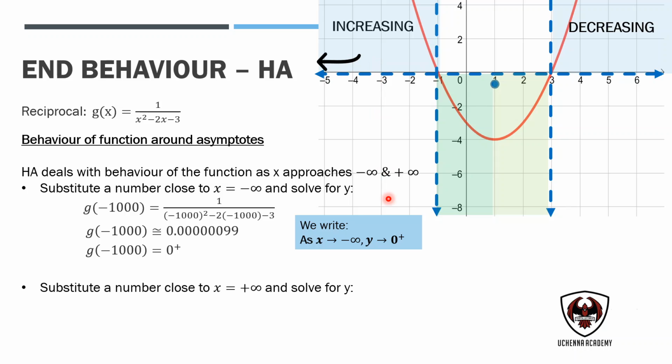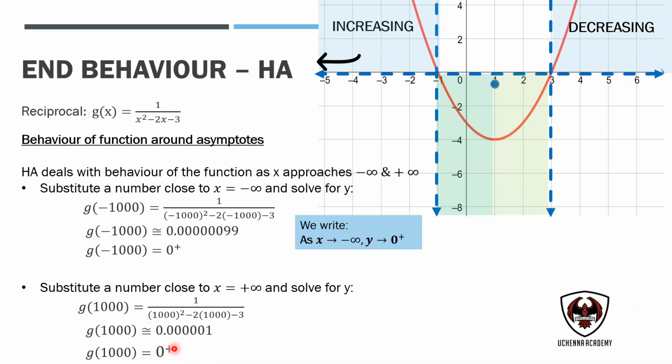I'll do the exact same thing with positive infinity. I'll put in a number like 1,000 in for x. You can put in 10,000 if you want, and solve. I will get 0.0000, a bunch of zeros and a 1. Again, that's the same thing. I'm approaching 0 from above because the number that I get is very close to 0, slightly bigger. And I will write as x approaches positive infinity, y approaches 0 from above. And that will be shown on the graph by an arrow up here.